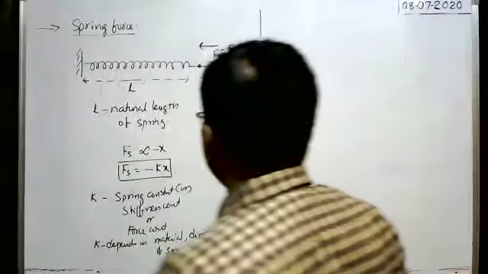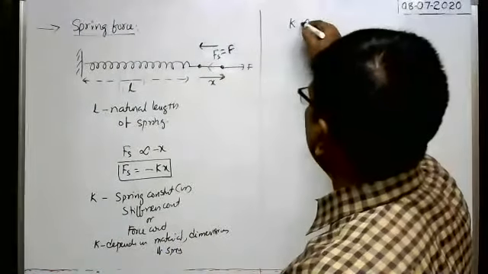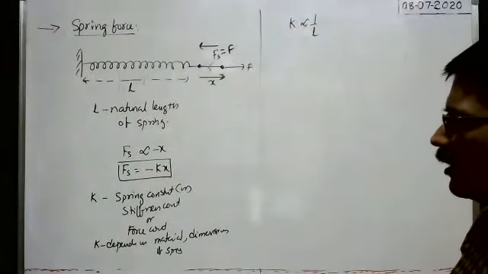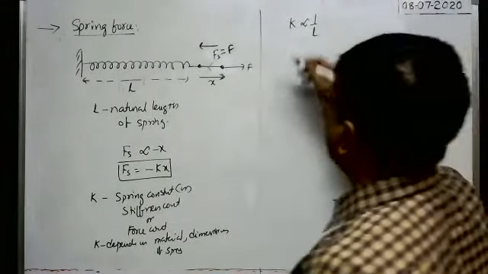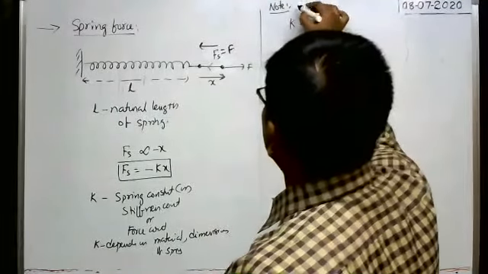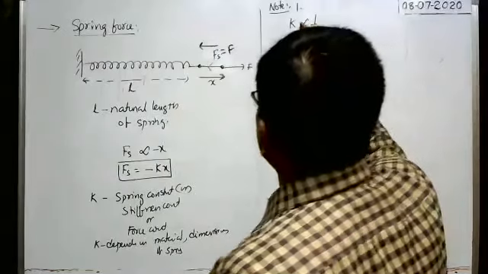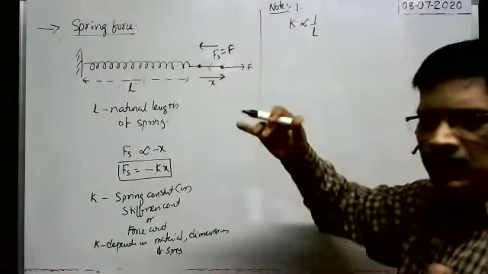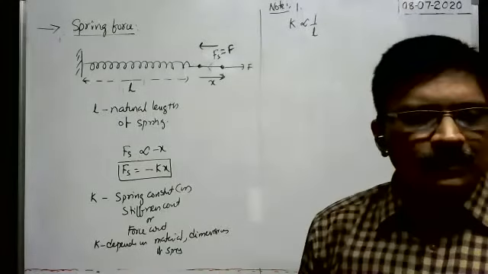It was found that the spring constant is inversely proportional to the length of the spring. Note point 1: spring constant is inversely proportional to length of the spring. If the length of the spring is more, the spring constant will be less.